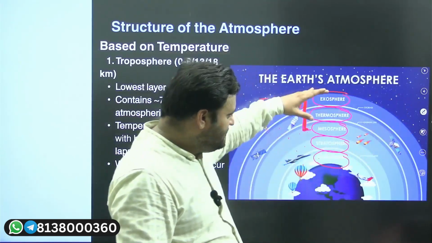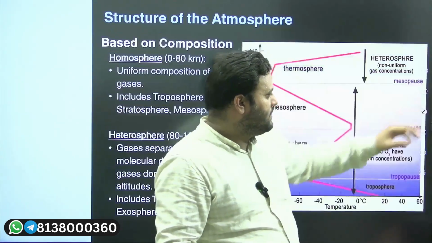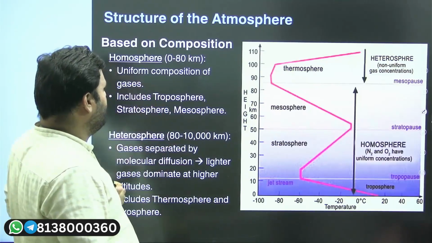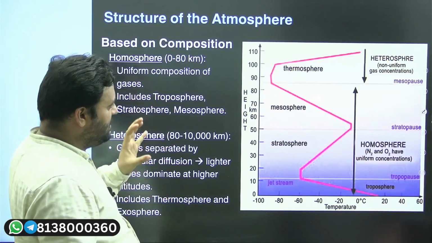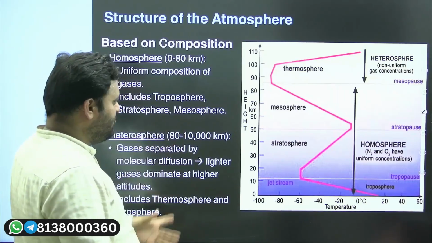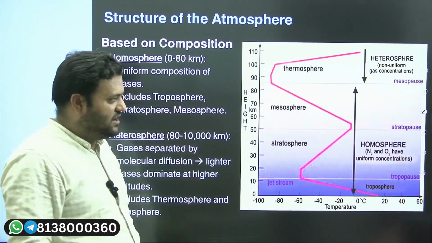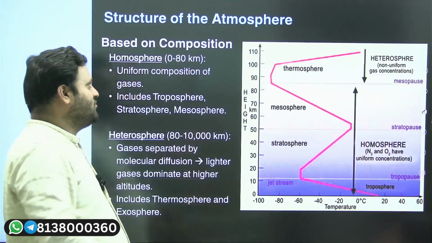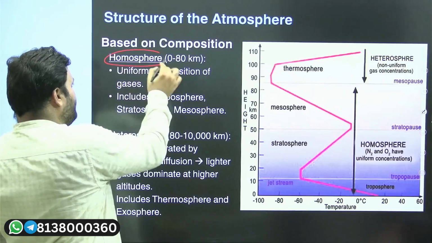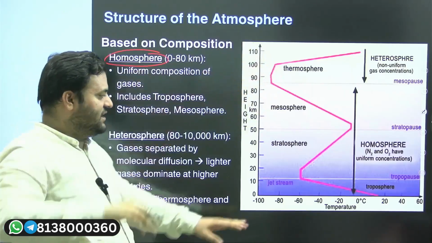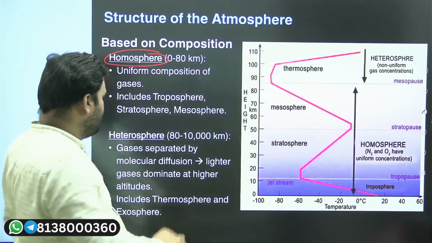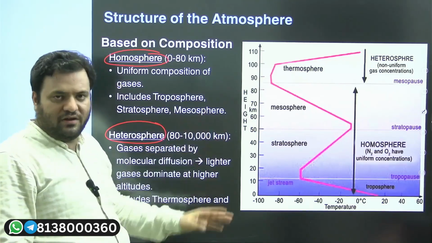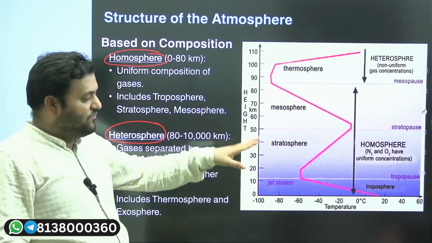Based on the behavior of gases, based on the behavior of patterns in the atmosphere, what we can say about the composition of the atmosphere? In the homosphere, throughout the atmospheric layers we have the same characteristics, and in the heterosphere the characteristics are different when you move from one layer to another layer.